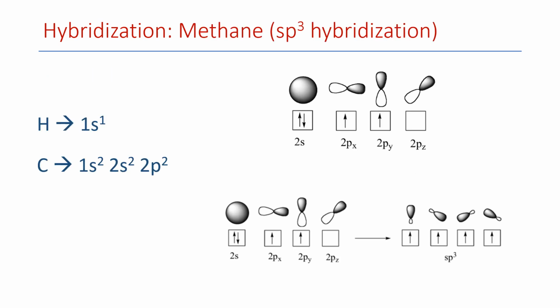If all carbon-hydrogen bonds are equivalent, they have the same length, and they are all away from each other with the same angle, that means they come from exactly the same type of orbital interaction. Let's look at hydrogen and carbon. Hydrogen has only one electron, and this electron is in the 1s orbital.